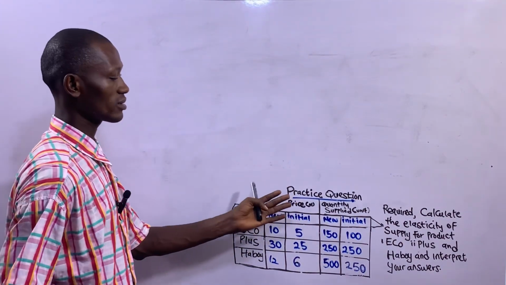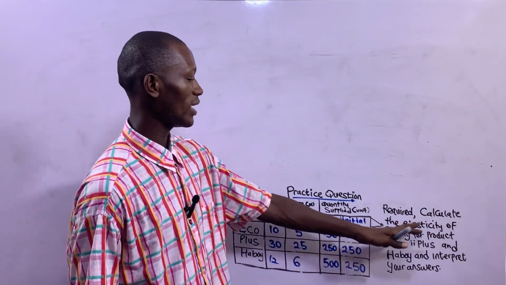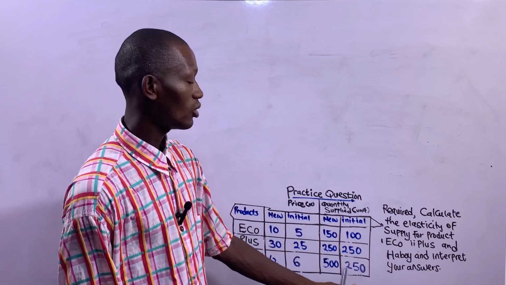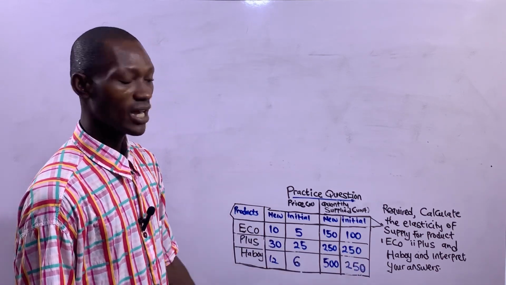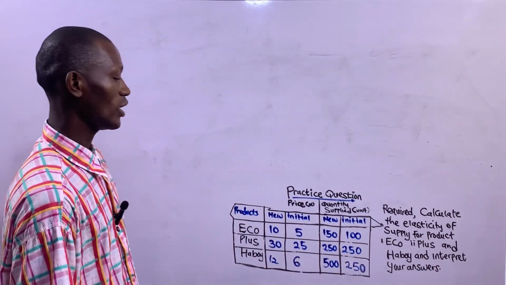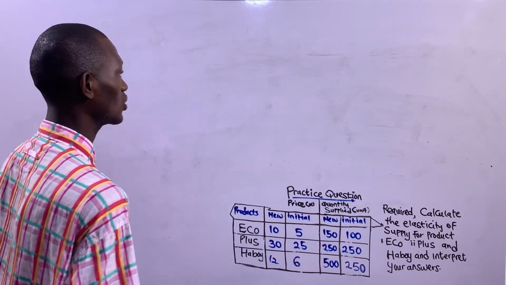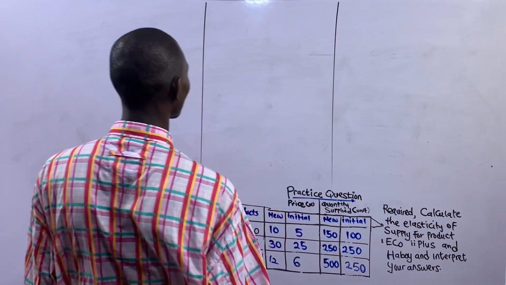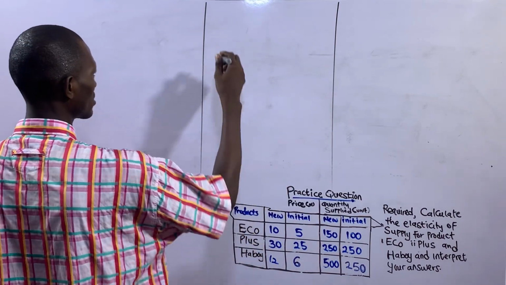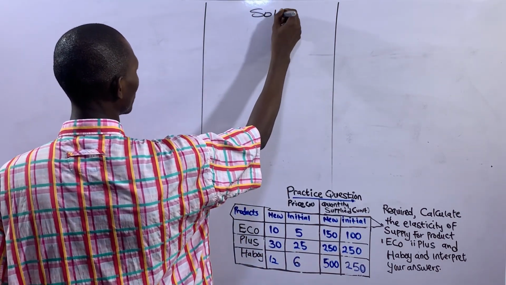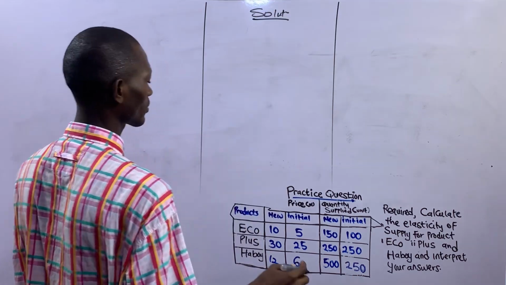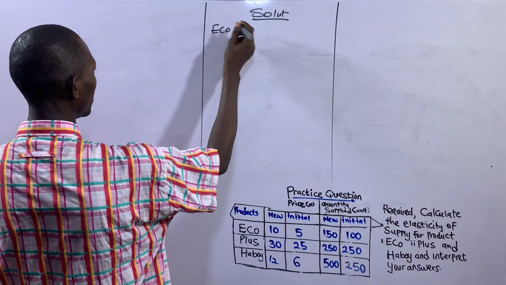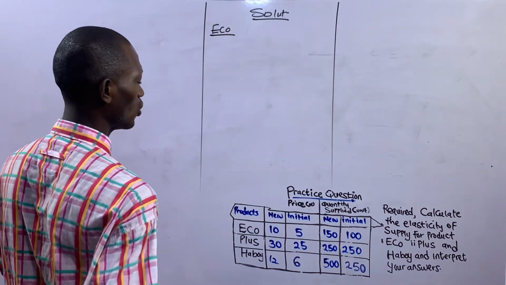So this is a practice question. So we are required to calculate the elasticity of supply for products Echo, Plus, and Aboy and interpret your answers. So let's get to do that now together. So let's start with solution now. Solution. So the first product is echo, product echo.